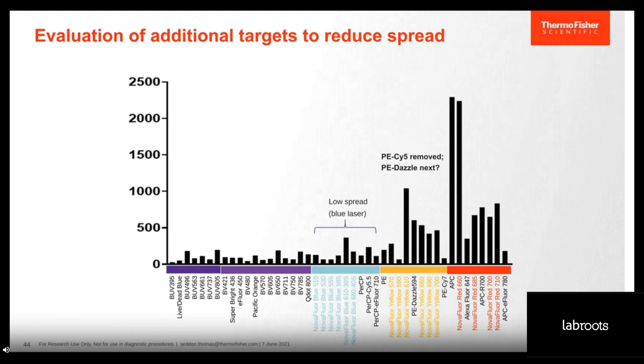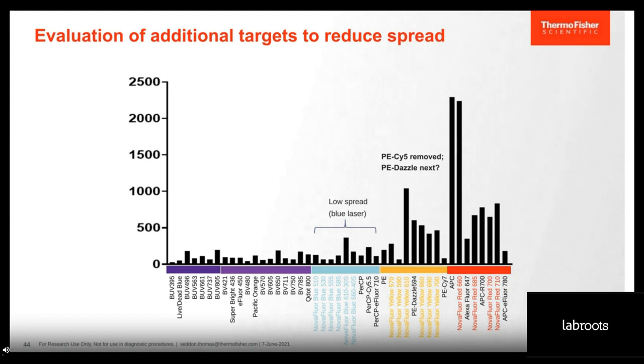And so I mentioned before, you could see that the spread was quite increased with PE-Cy5. That was likely because the PE-Cy5 is actually detected in 2 places that are very similar, where NovaFluor Blue 660 and NovaFluor Yellow 660 are detected. So again, you could detect PE-Cy5 off of either of those, but since you're using both of those spaces, that can affect the spread.